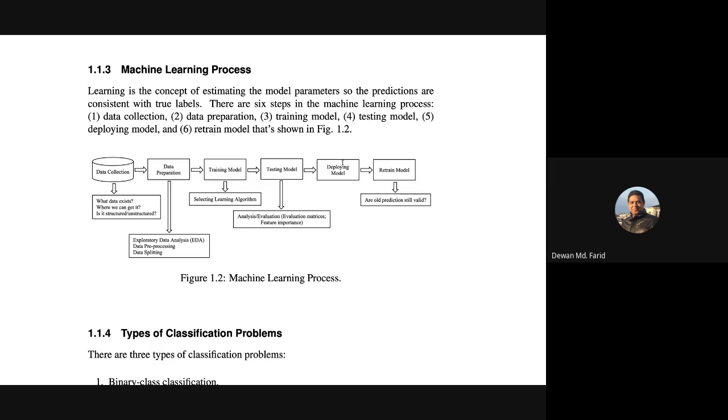Retrain means, for example, if you build the model now, what will the model performance be after 6 months or 6 years? After a certain time, we need to recheck the model performance, to see whether the prediction by the model is still valid or not, whether the performance of the model is still good or not. So these 6 steps are called the machine learning process.